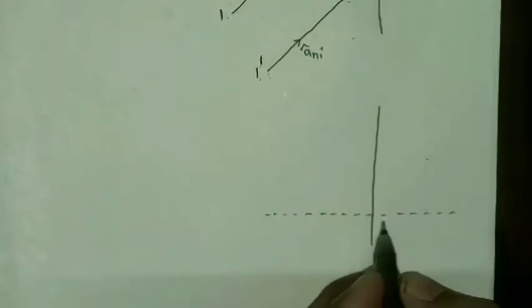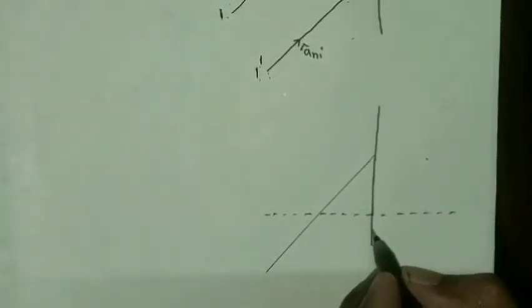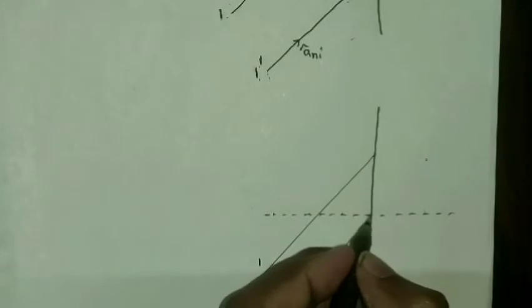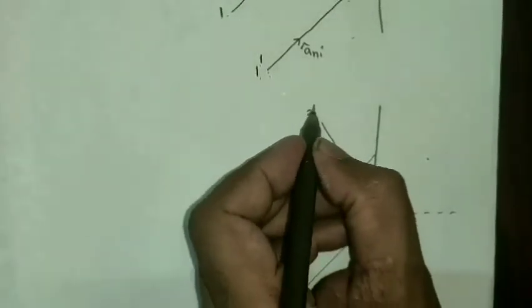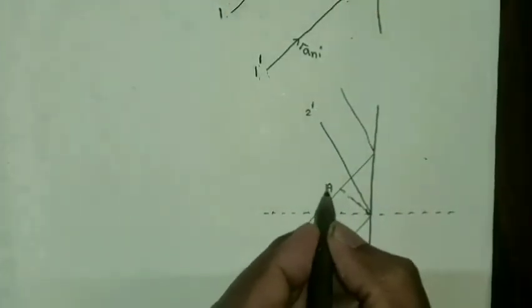This is the normal line. Okay. So this is 1 dash. Okay. So this is the reflected electromagnetic wave. This is 2 dash. Write that. Okay. So this is the normal line. So this point is said to be A.